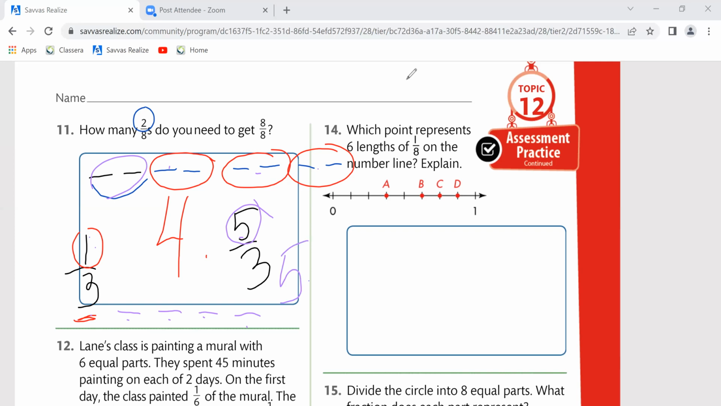This is the same. How many 1 out of 3 do you need to get to 5 out of 3? So you draw a picture. This is 1, and to get to 5, how many times do you need to take this one? 5 times. Just draw a picture and see with your eyes.